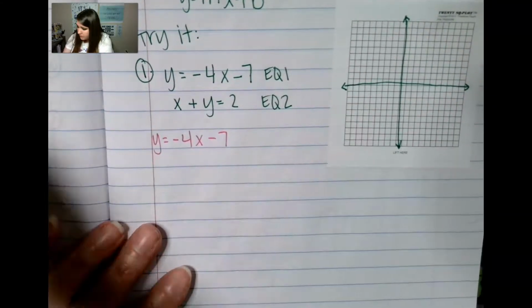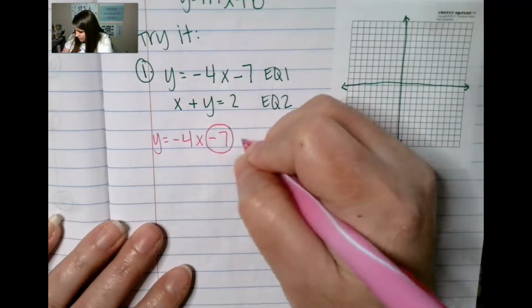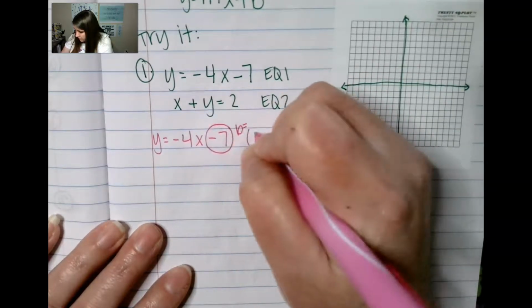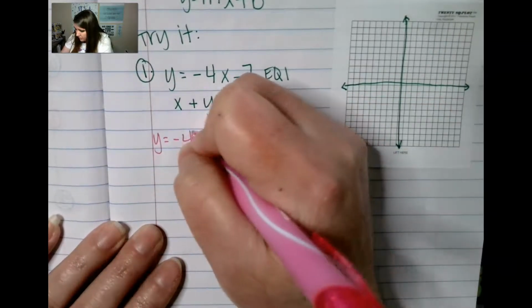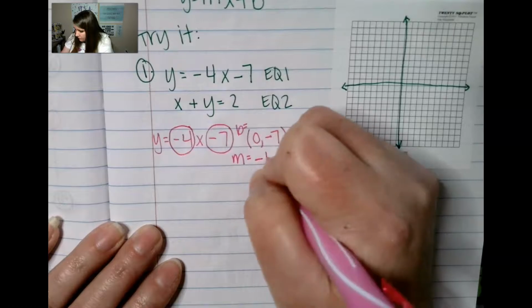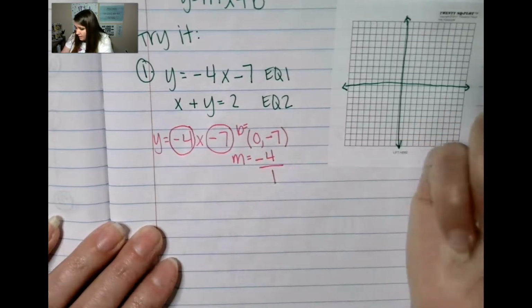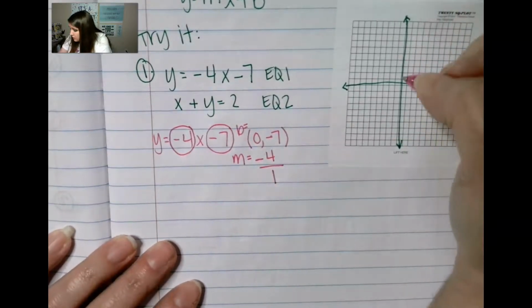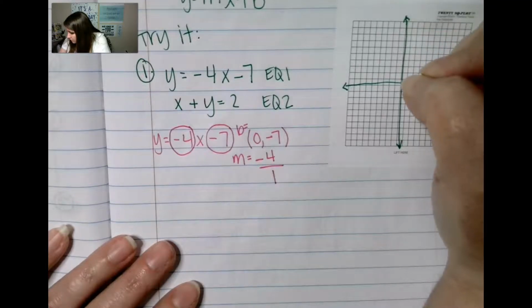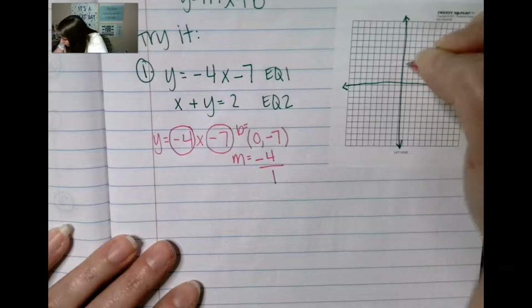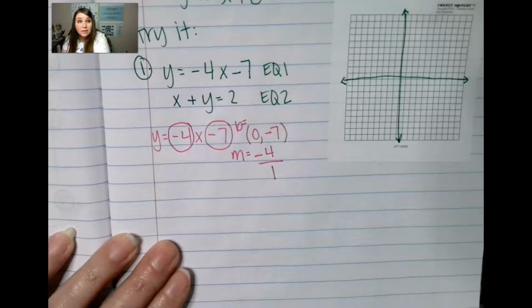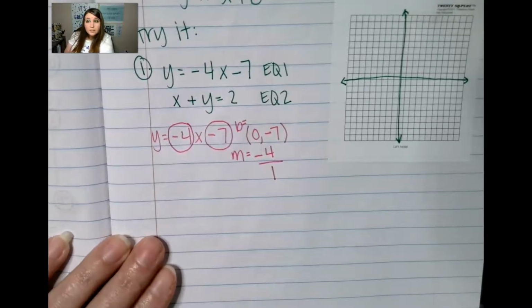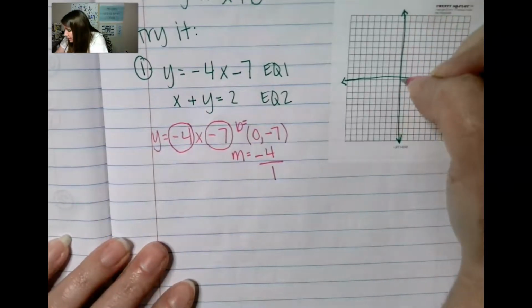So the negative 7 is the b. So 0, negative 7. My m, or my slope, is right here, and it's negative 4 over 1. And so let's go ahead and graph this. So I'm going to start at 0, negative 7. So 0, 1, 2, 3, 4. Also, you don't have 7, right? So we could count by 2s. If you wanted to on this one, you could have counted by 2s and then put it somewhere in between.